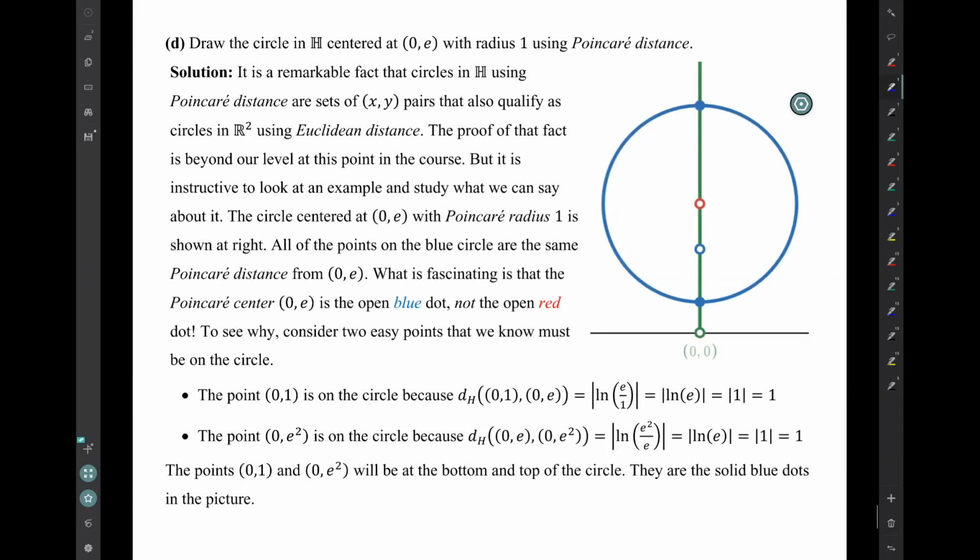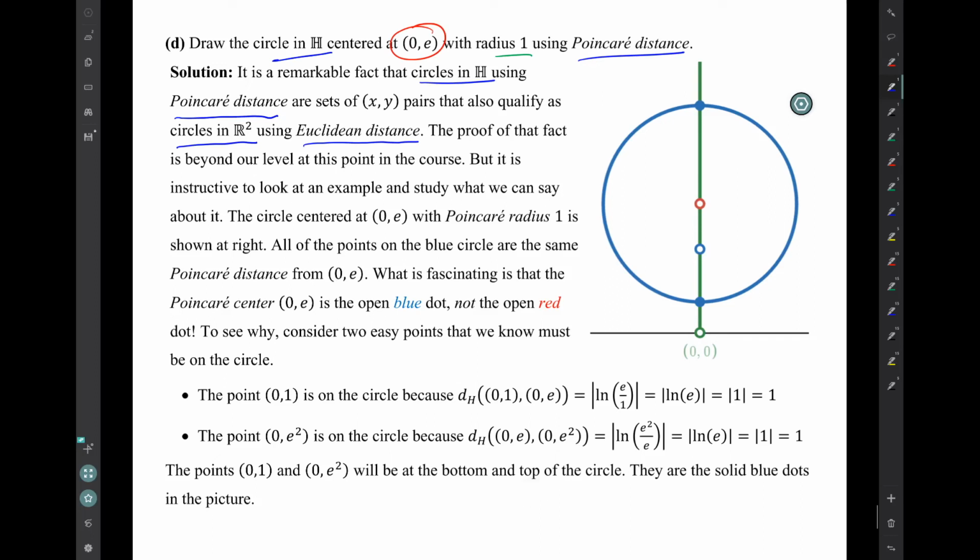Question D. Draw the circle in the upper half plane centered at this point, 0, e, with radius 1 using Poincare distance. Well, the solution is remarkable. It's a very interesting fact that circles in H, that is, circles in the upper half plane using Poincare distance, are sets of xy pairs that also qualify as circles in R2 using Euclidean distance. The proof of that is beyond the level of our course at this point, but it is instructive to look at this example and study what we can say about it.